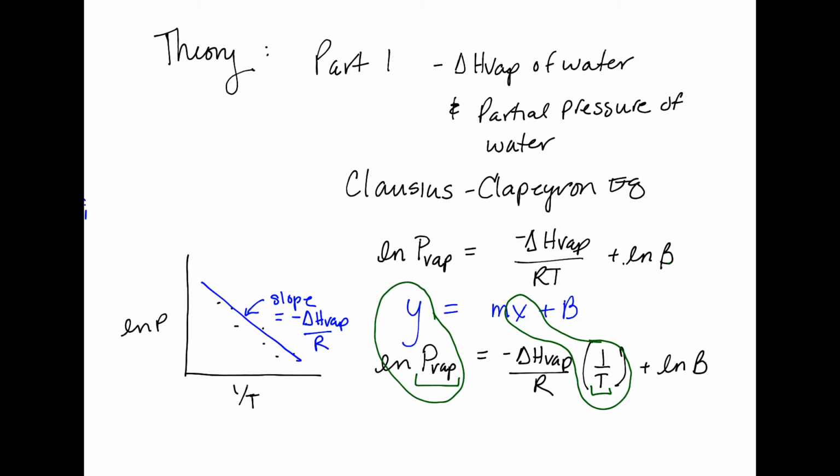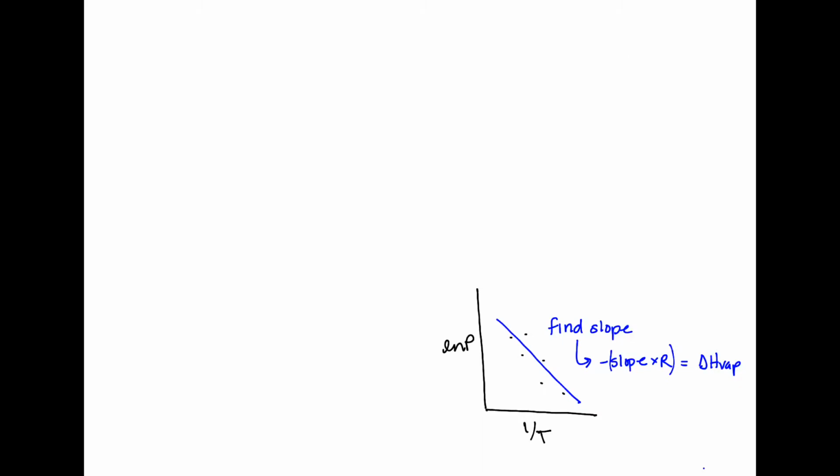So if we make that graph and we plot that line and we find the slope, we would multiply it by R, and that would give us the negative delta H of vaporization. If we're trying to find the positive delta H of vaporization like we are in this lab, we need to move the negative to the other side, and that would be positive. So the overall idea of part one is to make a graph, and then to use a best fit line to find the slope, and then to use that slope to calculate the delta H of vaporization.